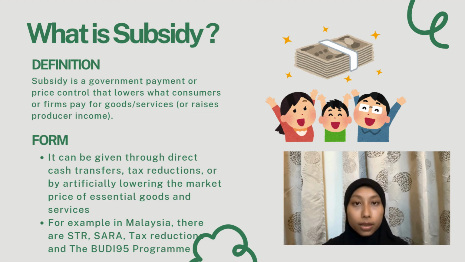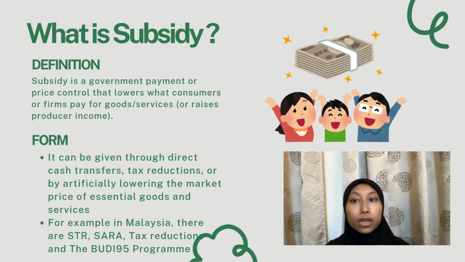Lastly, a government can directly intervene in the market by artificially lowering the price of essential commodities, ensuring items like fuel, electricity, or basic food products remain cheap for the public. In Malaysia, we can see these different forms working actively through Malaysia's welfare and fiscal policy. For instance, the government utilizes direct cash assistance through programs like Sumbangan Tunai Rahmah or STR, alongside Sumbangan Asas Rahmah known as SARA, which specifically helps lower-income families afford basic necessities.